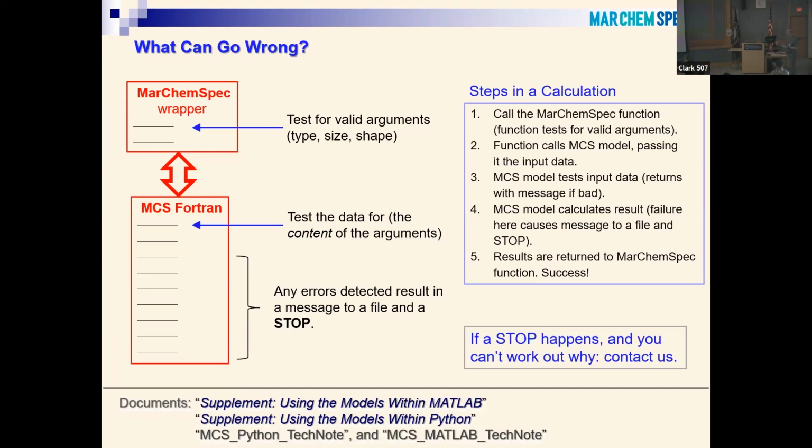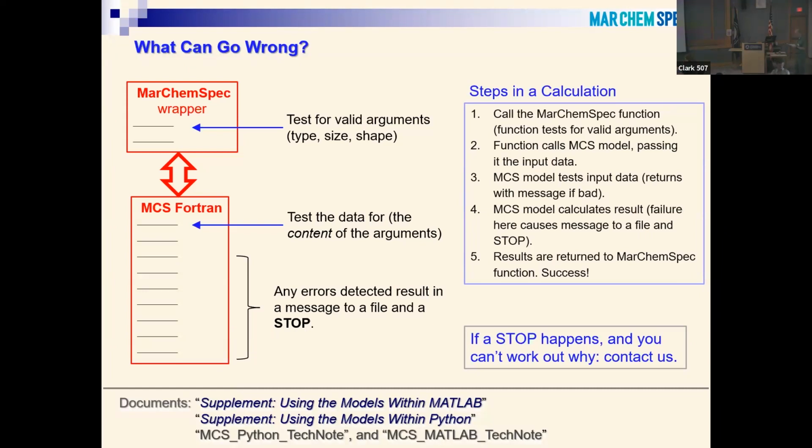Now, if somebody manages to get something that's not right beyond our tests, and it goes deeper into the Fortran model, and an error is detected later on, then it's not going to come back to you. It will write an error message to a file, and then it will stop. And depending how you're using the MATLAB or the Python, I'm not quite clear about this, but if such a stop happens, you might well get kicked out of your MATLAB or Python session. You think, whoa, what happened? And this is what happened. A mistake got far enough into the code that the program had to stop.